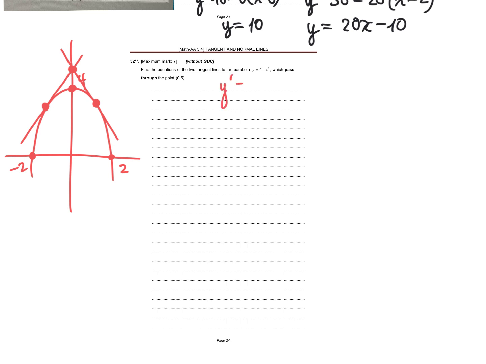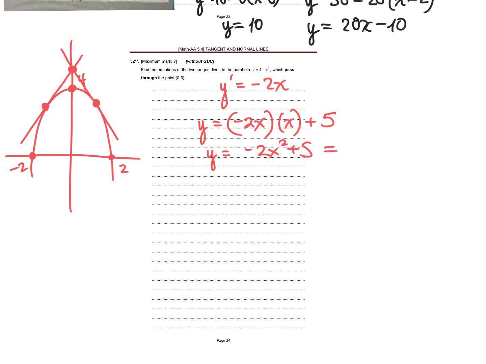First of all, the derivative is negative 2x. That's the general formula for our gradient, the slope of these two lines. So if it goes through the point (0, 5), we're going to have y equals mx plus c, which is 5. You could have done it in the form y minus y1 equals m(x minus x1), but we've got the y-intercept and we've got the gradient. So y equals negative 2x squared plus 5.